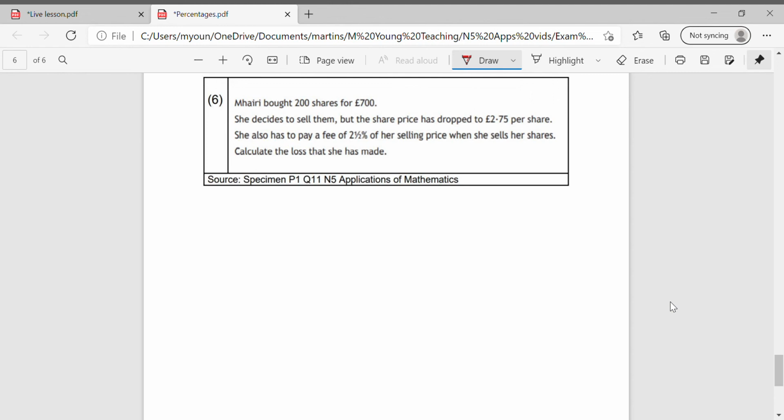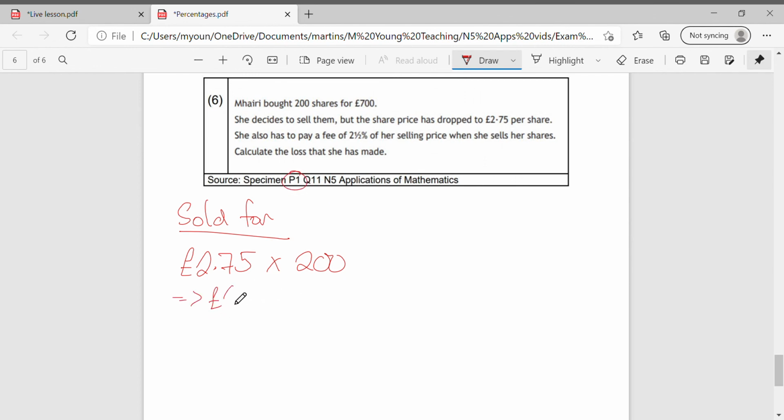So this is similar to one we did before. To find a loss, I'm going to need to know what did she buy them for originally, and what did she sell them for. Okay, so they were bought for £700, I already know that. So let's work out how much they were sold for. Right, £2.75 per share, 200 shares. Non-calculator, this is paper 1. Hopefully you can see that that's just the same as timesing by 2 and timesing by 100.